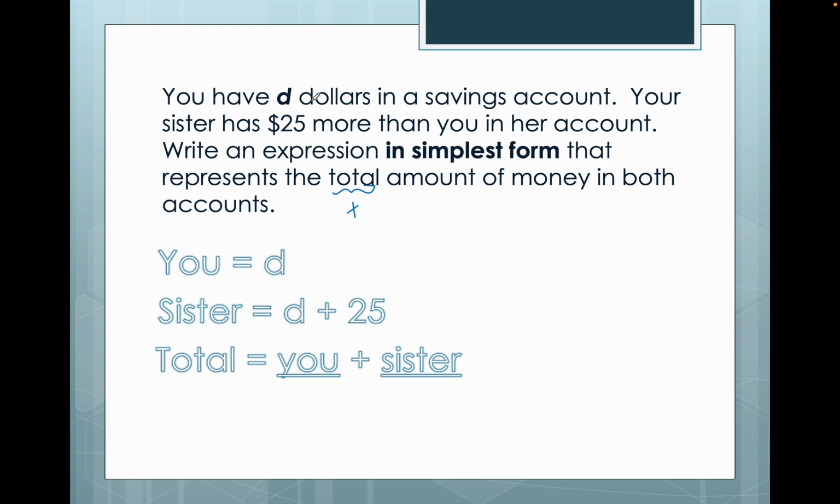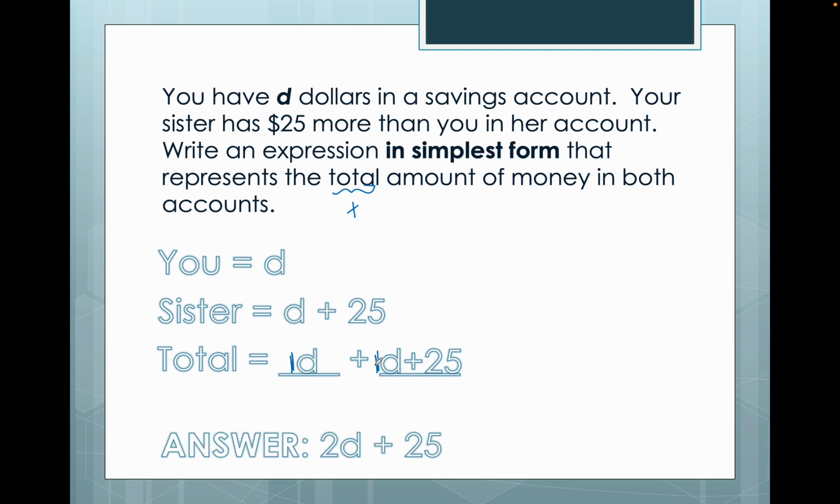Remember, you were D and your sister is D plus 25. She is your amount plus 25. This is what your expression would look like before putting it in simplest form. D plus (D plus 25). This is you, and this whole expression is your sister's. Then to simplify, we combine like terms, recalling that this is a 1D plus 1D, which simplifies to 2D plus 25.